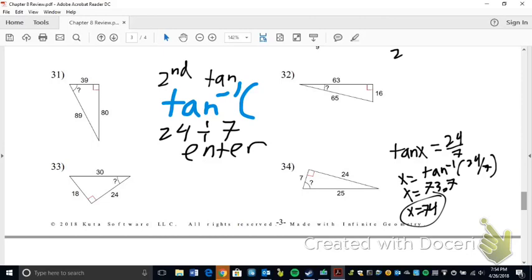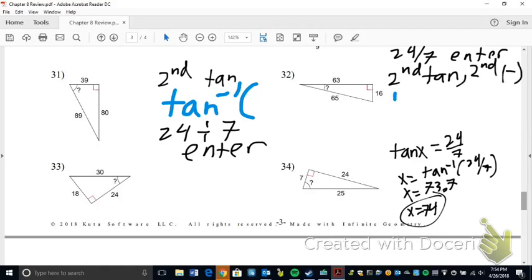Hit enter, and it's going to give me the answer. The other way I can do it, it'll give me 73.7 something. The other way I can do it is I can hit 24 divided by 7, enter. Then I can hit second tangent and then second dash, okay? Now when I do that, it'll go tangent -1 like that, and then answer. And then I hit enter again, and it should give me the exact same answer.